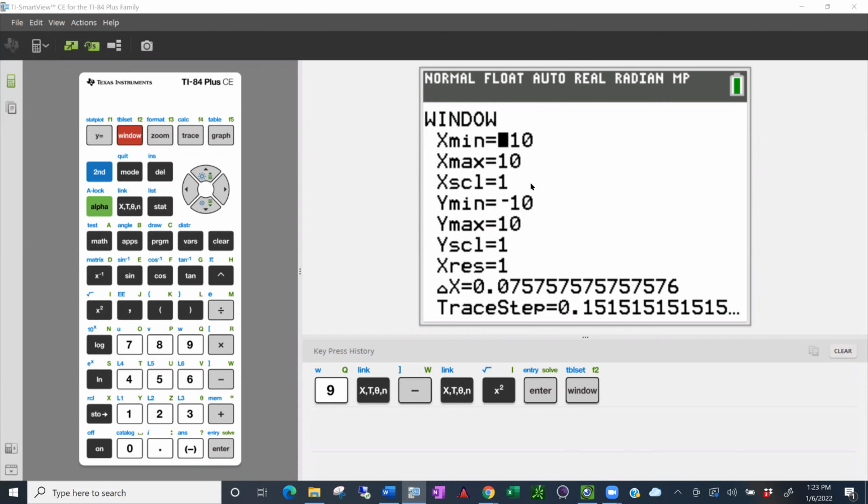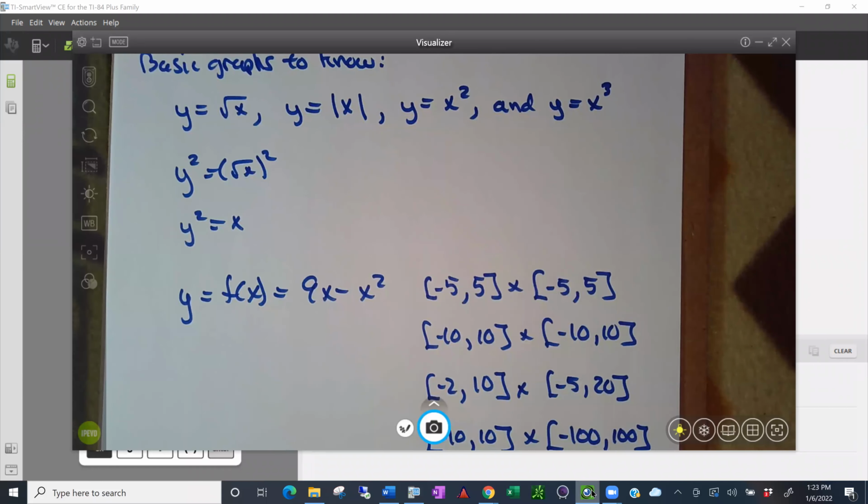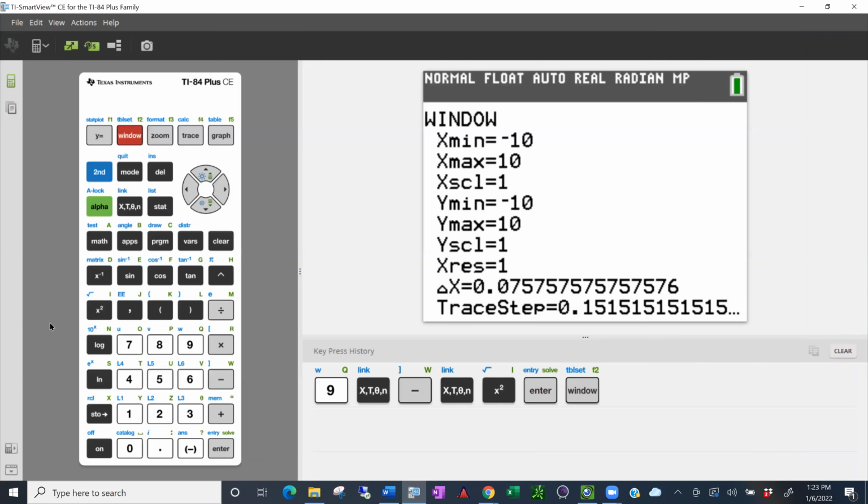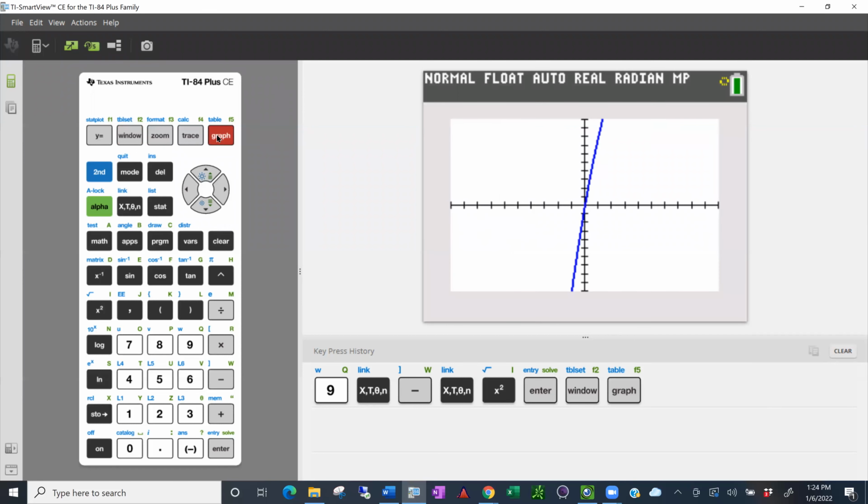So this shows you your viewing window. Currently it's -10 to 10 on the x-axis and -10 to 10 on the y-axis. That's actually one of the viewing windows that we want to look at according to our problem. So we're going to have these viewing windows. So let's just take a peek at what it looks like. This is the standard viewing window. So if we wanted to look at the standard viewing window, you can quite easily. I'll show you a little trick on that. Well, let's just hit the graph key and see what we get.